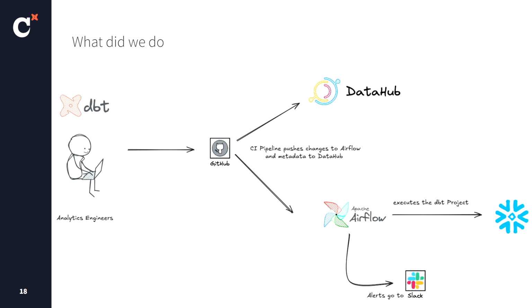This is probably familiar to all of you. So what we had is dbt. We have an analytics engineer who was just writing code in dbt, making pull requests on GitHub, and we use DataHub for our data catalog. Every time a pull request got created, we had a CI pipeline that pushed the metadata to DataHub, and all the changes when someone clicked merge were pushed to Airflow. Then Airflow executed the job, materializing into Snowflake, and if something went wrong, the alert would go to Slack.